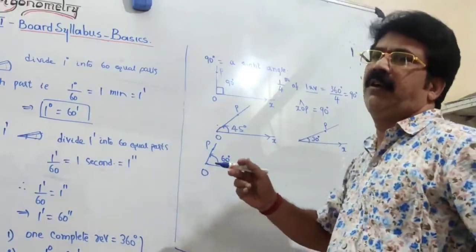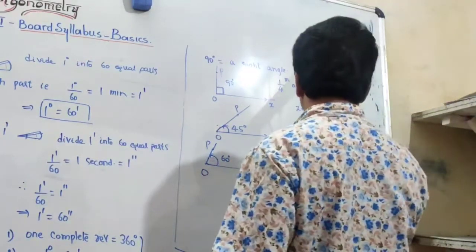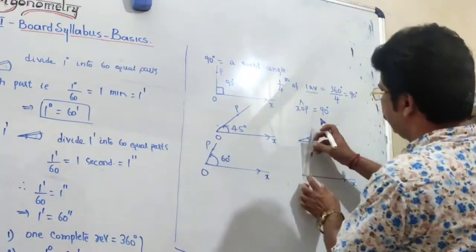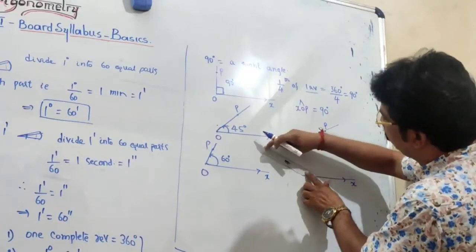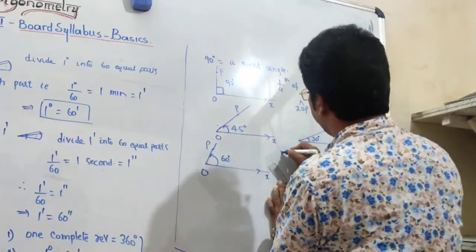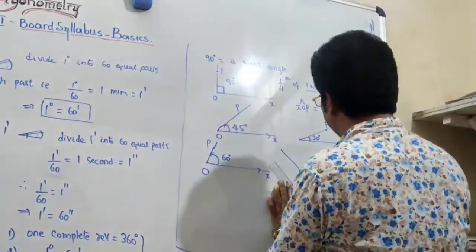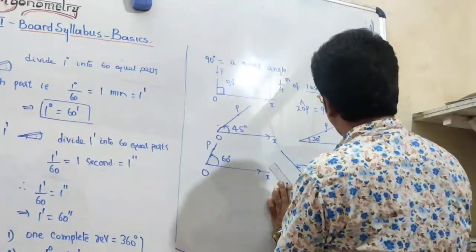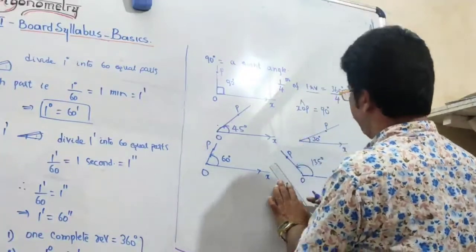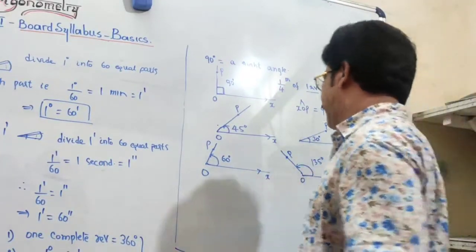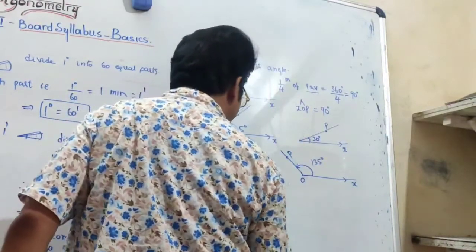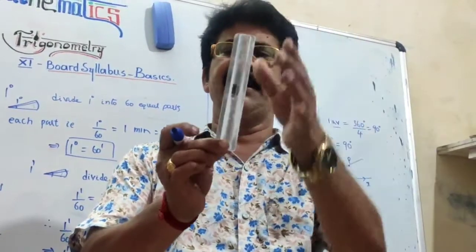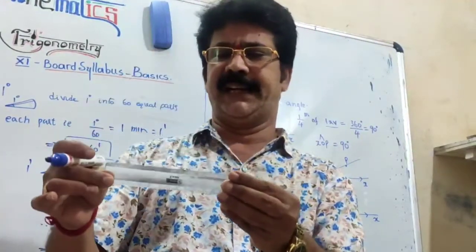90 plus 45, how much? 135 degrees. So how can we represent 135 degrees? This is x, which is 90 degrees, and another 45 degrees like that. So this is 135 degrees, and this is capital P. Later, 180 degrees. 180 degrees means this is 90, another 90, 180, like that.